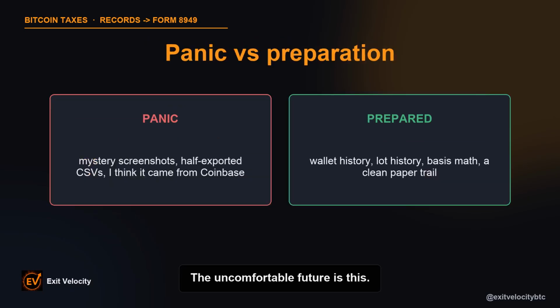The uncomfortable future is this. The IRS may receive a broker form. You may file a tax return. If the numbers do not line up, you want a clean explanation. Not a folder of mystery screenshots, not a half-exported CSV from 3 laptops ago, not, I think those coins came from Coinbase. You want a simple paper trail.